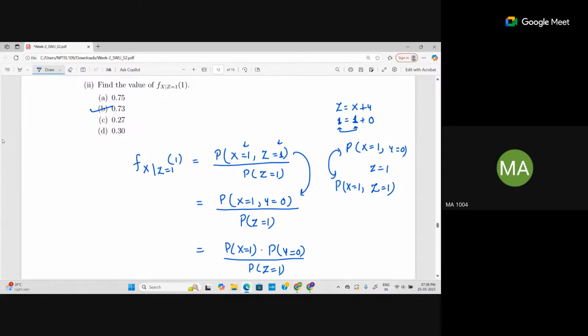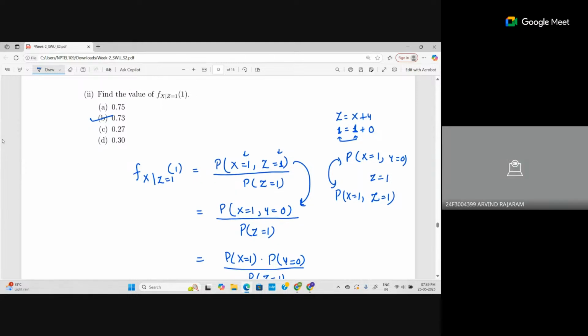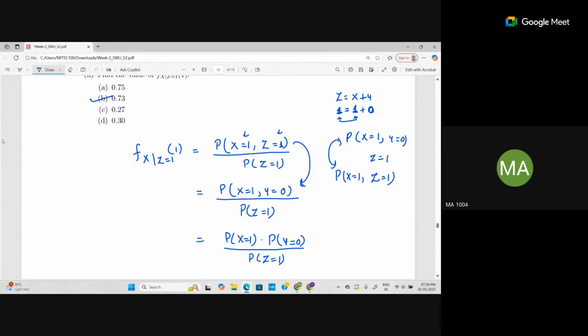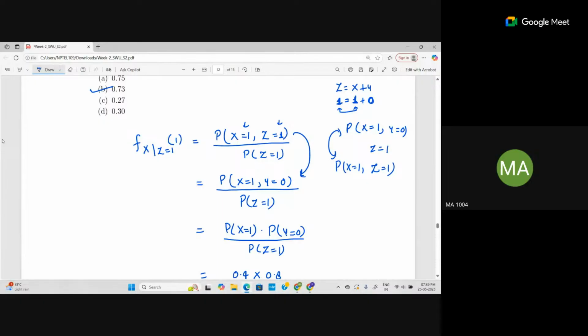So we have replaced it. It is implied because Z is equal to X plus Y, right? The only condition is Z is equal to 1, X is equal to 1, so Y will ultimately be 0 only. Okay, so instead of writing Z is equal to 1, we can also write Y is equal to 0.